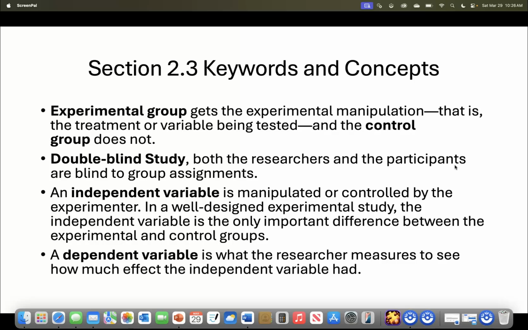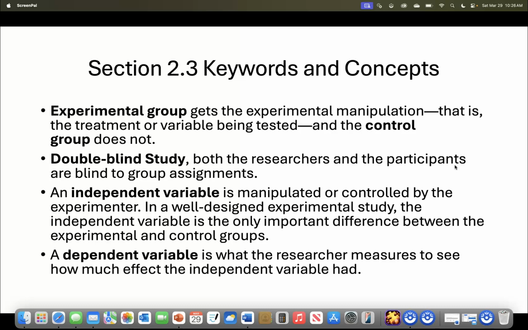And this goes back to this concept of an independent variable versus a dependent variable. So an independent variable is the one that's manipulated by the experimenter. So in our example, that would be the drug, right? You would decide how many people get the drug, that kind of thing. And in a well-designed study, this is the only thing that's different between the experimental group and the control group, right? Is just this independent variable.